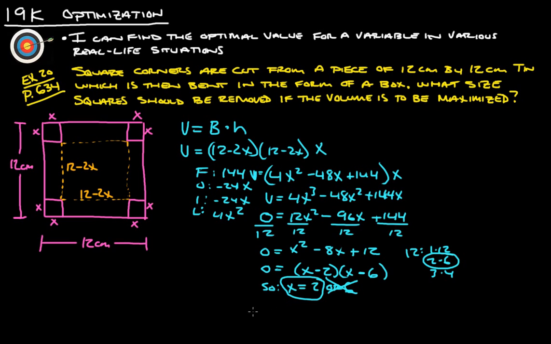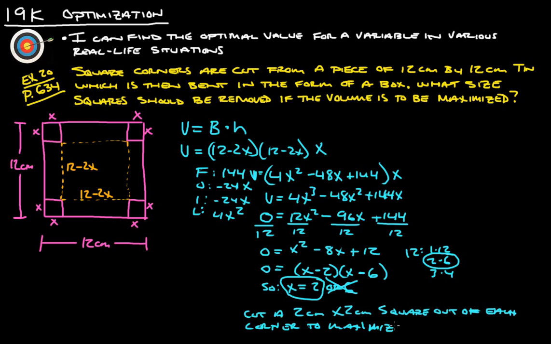All right, so that means we simply are going to cut a 2 centimeter by 2 centimeter square out of each corner to maximize volume. Oops. Okay. Sorry about the crummy handwriting. And that's supposed to be an M. You get the idea. All right. So, there we go. 2 by 2 square out of each corner.